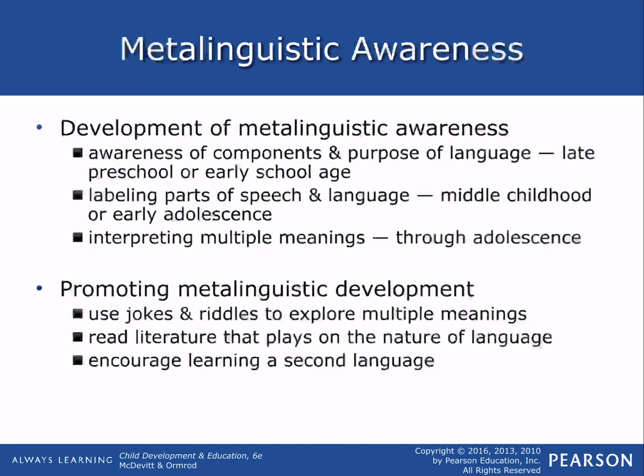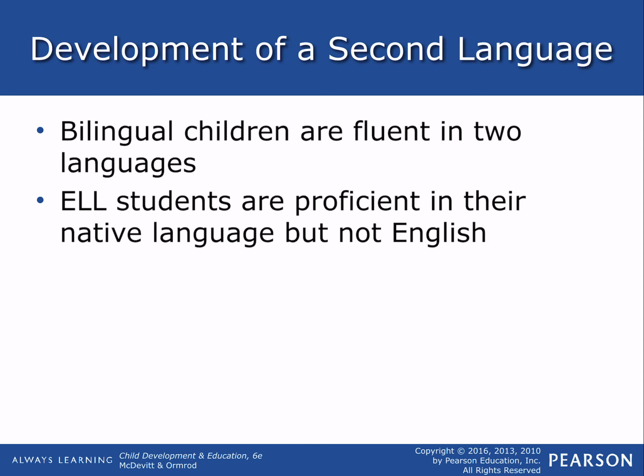Jokes and riddles help kids to explore words with multiple meanings, or put nonsense things together. And if you understand what things are nonsense, you can better understand unconsciously what things conform to the norm. Read literature that plays on the nature of language, and encourage learning a second language. So that's why we try to, and we should start pretty young if we want their brains to be as plastic, as elastic as they can be for language development at a young age.